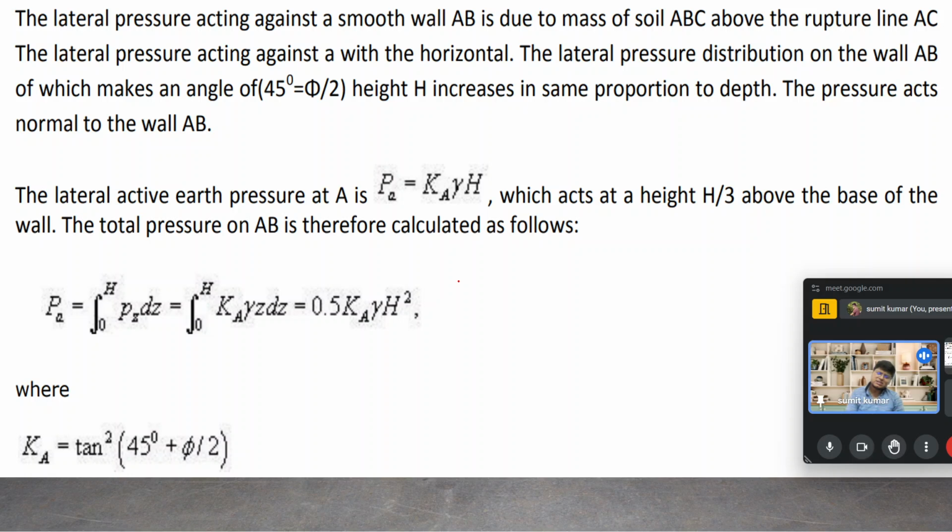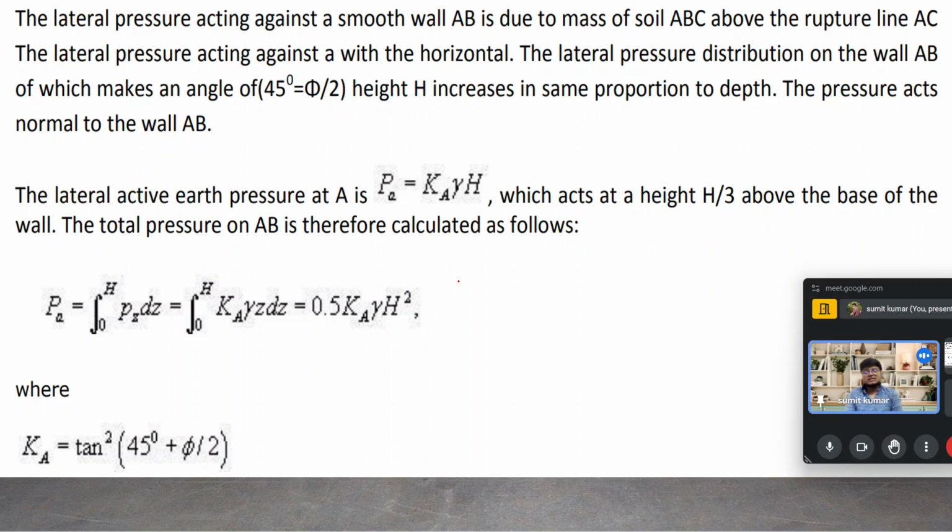So the lateral active earth pressure at A is PA equal to K gamma H, which acts at a height H by 3 above the base of the wall, and the total pressure AB is calculated as follows. When we integrate the value of PZ, the pressure at any depth Z, dz from 0 to H, the value is K gamma z dz from 0 to H, and when we calculate it, it is going to be 0.5 K gamma H square.